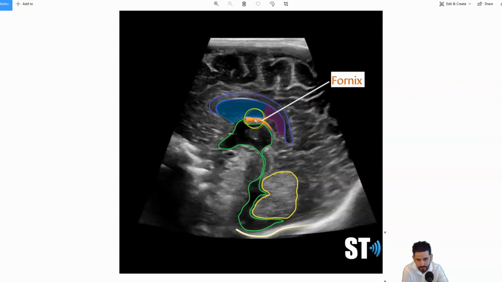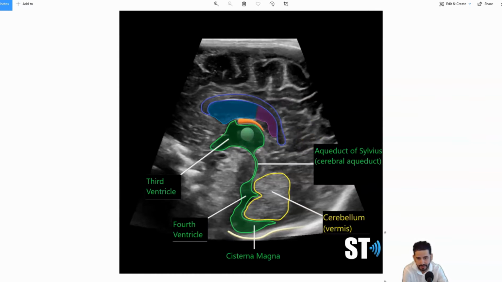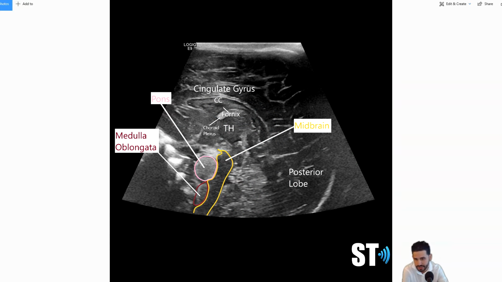This part here is known as a fornix. This is with a linear transducer. Again, you've got the corpus callosum, the echogenic fornix right here above the thalamus. And then you can also see the pons, the medulla oblongata, midbrain, and brainstem.